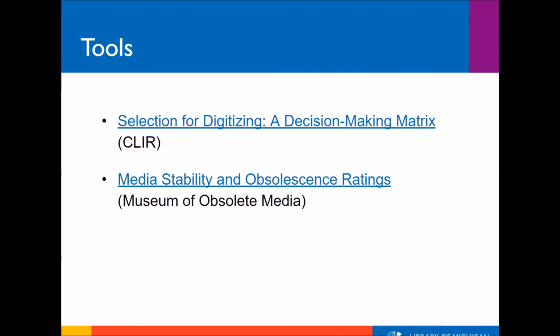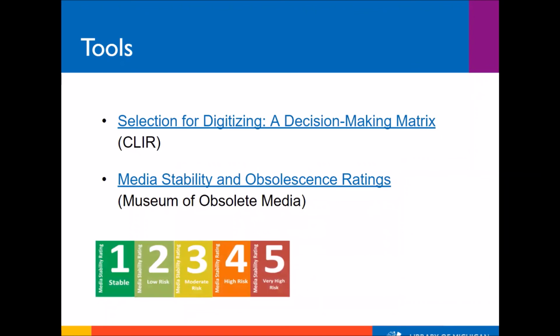Next, if you're looking for a tool to help you prioritize media for digitization, you can explore the Museum of Obsolete Media site, which has two different tools for evaluating the stability and obsolescence of various media types. First, the media stability rating can help determine how long different media will last before the content is likely to become degraded or unreadable. Ratings range from stable, meaning that examples with this rating are likely to be usable for the foreseeable future, to very high risk, meaning that they are likely to be degraded and in urgent need of migration.